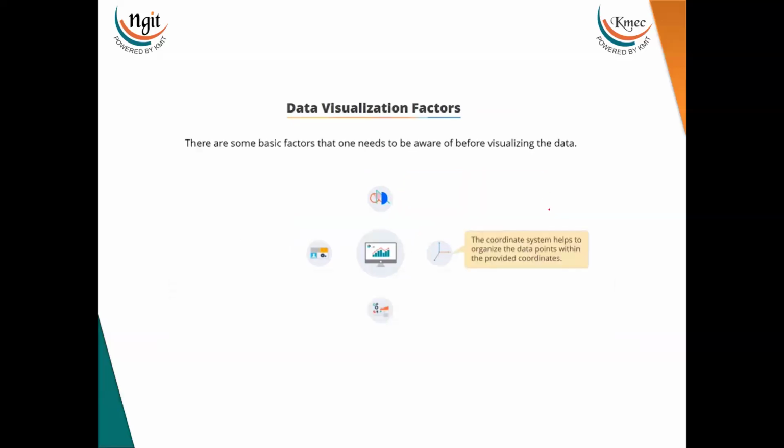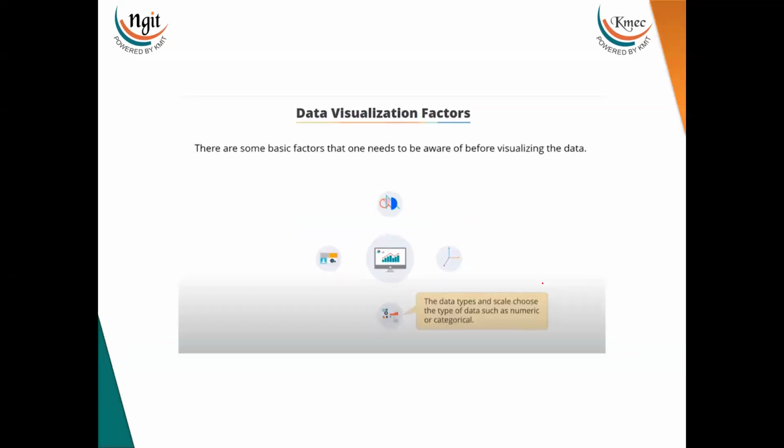And the second one is the coordinate system, which helps to organize the data points within the provided coordinates. Like if you want to represent the data in the form of an x-axis and y-axis, if there is a change in the x-axis, that affects the change in the y-axis. So different coordinate systems also we can use. And this is one of the factors for data visualization.